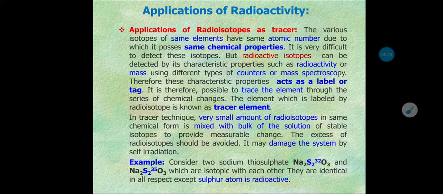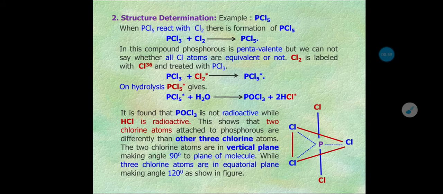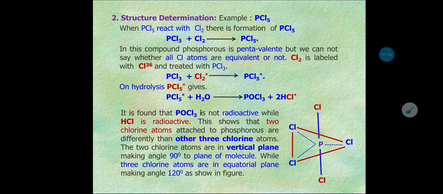First application we have discussed, that is application of radioisotopes as a tracer technique. This tracer technique can be used in the field of chemistry, or it is applicable in the chemical applications. And second application in chemical, to determine the reaction mechanism, to predict the structure of different molecules by using this tracer technique.